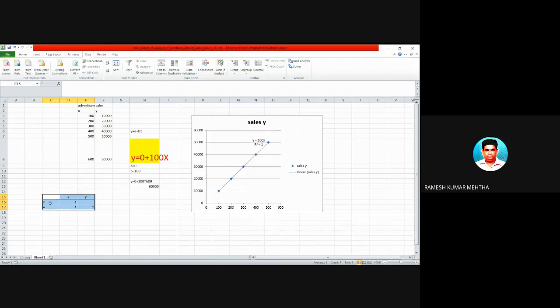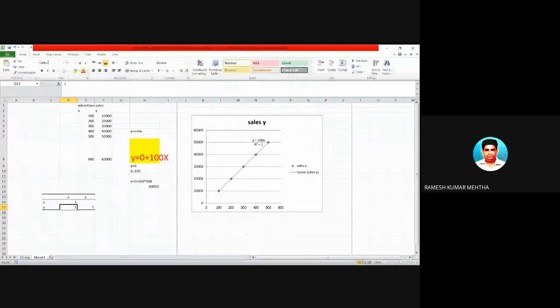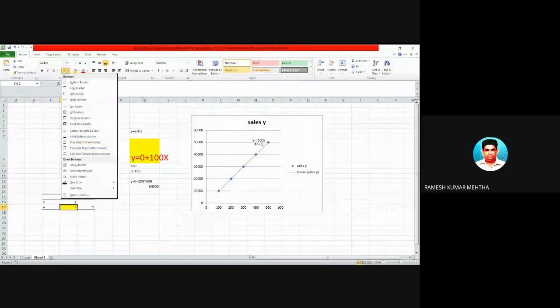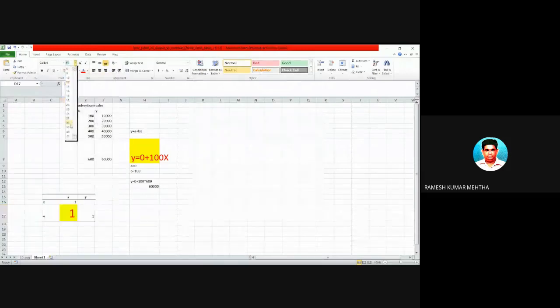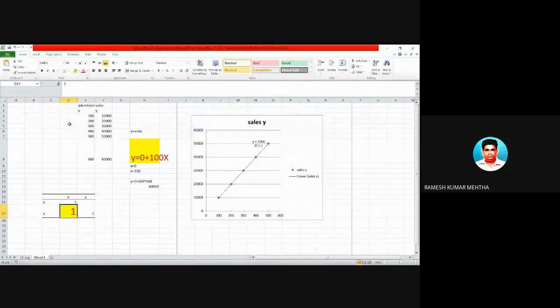The correlation between the x variable and x variable is always 1. There is no discussion on this. Now what about this? This is very important. The correlation between y and x is how much? 1. Means it is having a strong correlation.